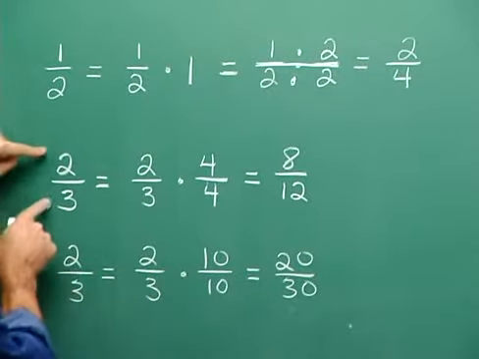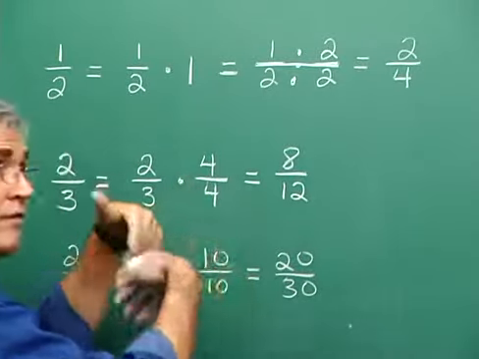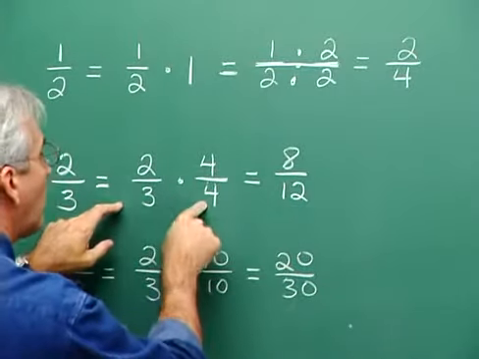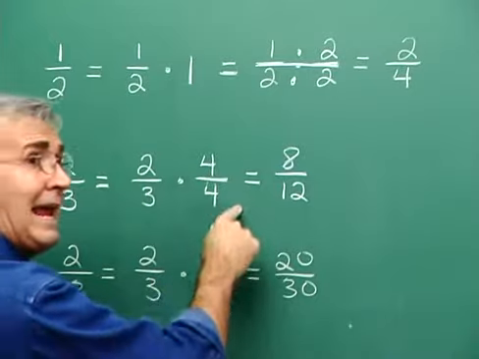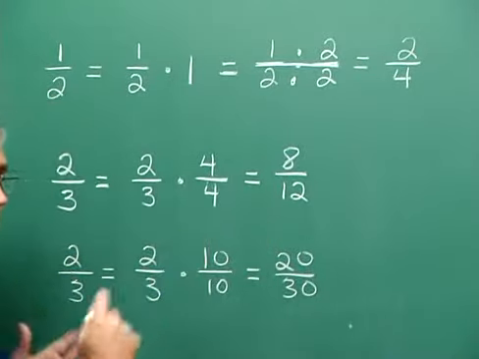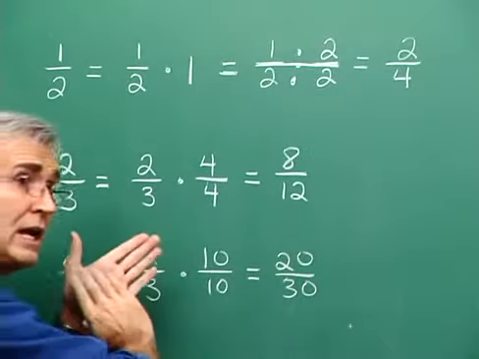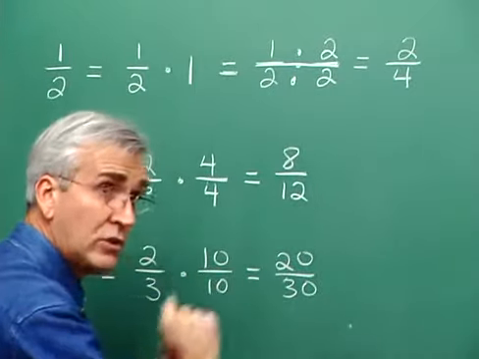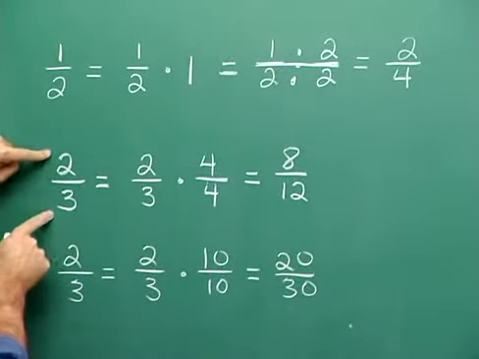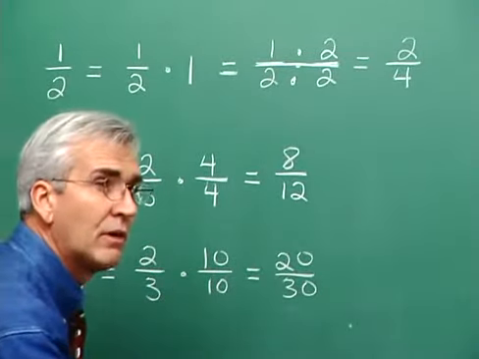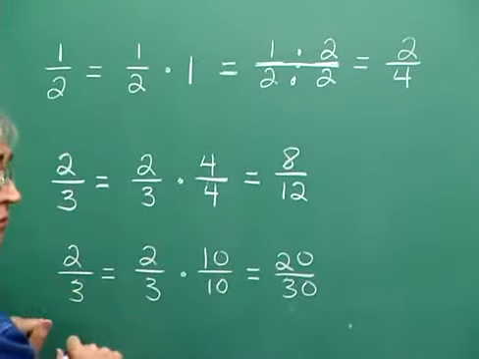For example, 2/3 is 2/3 times 1. Well, a form of 1 is 4/4. Another form of 1 would be 5/5. 8/8, 10/10. All of those are forms of 1. And when we multiply by 1, we don't change the value of something, but we certainly might change the form. We are changing the form of 2/3, but not the value of 2/3, by this multiplication by a form of 1.